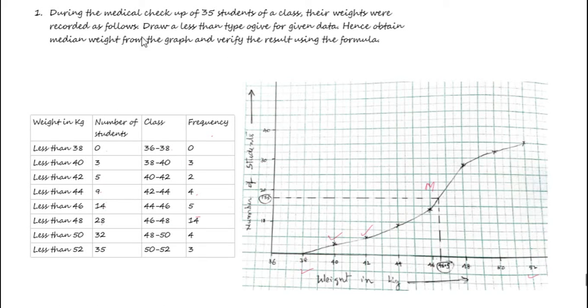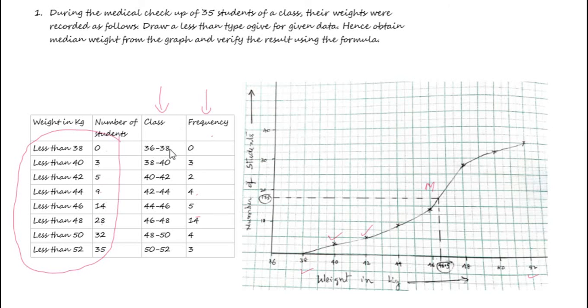It says during the medical checkup of 35 students of a class, their weights were recorded as follows. Draw a less than type ogive for the given data. Hence obtain the median weight from the graph and verify the result using the formula. We have to find it from the graph and then verify it using the formula. This is the data given in the problem. Only these two columns were given. I added these two columns.